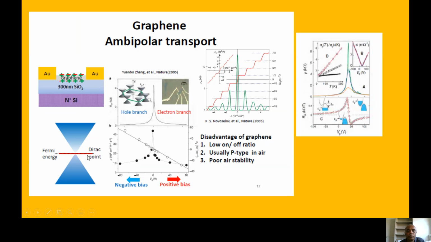Basically what you are doing is, this is your Dirac point, Fermi energy at the Dirac point. When you apply positive bias, you are moving your Fermi energy in this direction into the conduction band. If you apply negative bias, you are moving your Fermi energy into the valence band. So here are some of the other properties. You can see the Hall effect. You have this positive Hall effect and negative Hall effect, just like the electron branch and hole branch. Same thing here. With the gate voltage, you can see it going in the positive and negative direction.